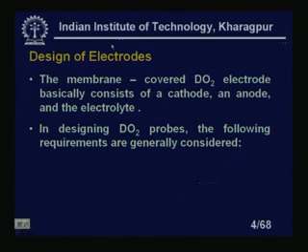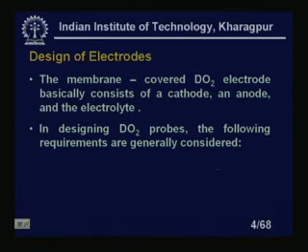One thing we are missing here is the membrane. Anyway, the electrolyte is most important, as I told you. So there will be 3 parts: one will be the cathode, one will be the anode, and there will be the electrolyte. Also there will be a membrane. DO2 means dissolved oxygen concentration. As you know, actually we are measuring partial pressure, which is converted into concentration.